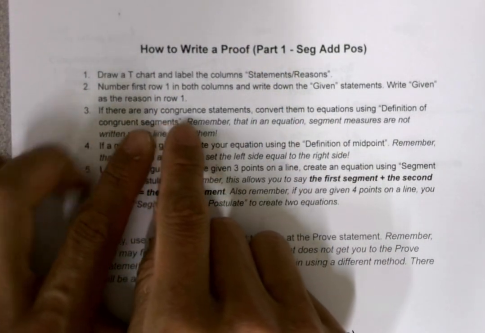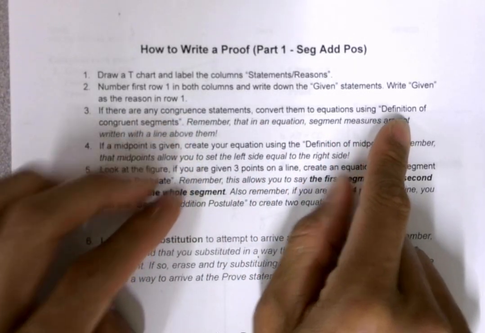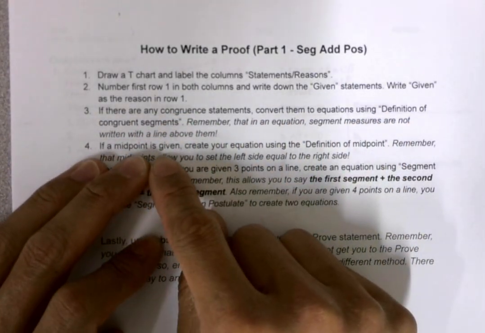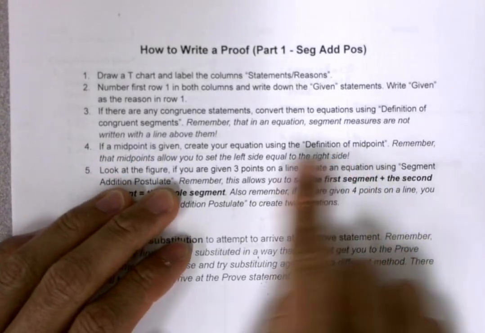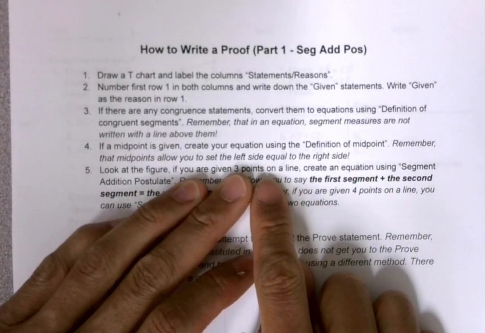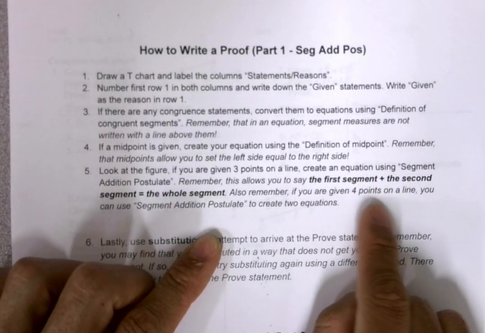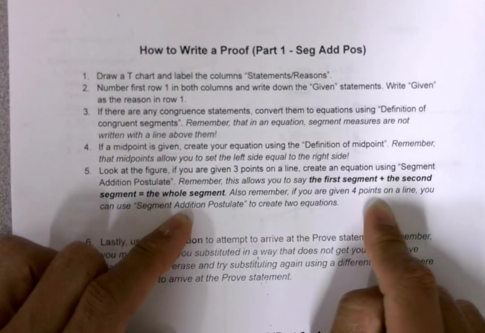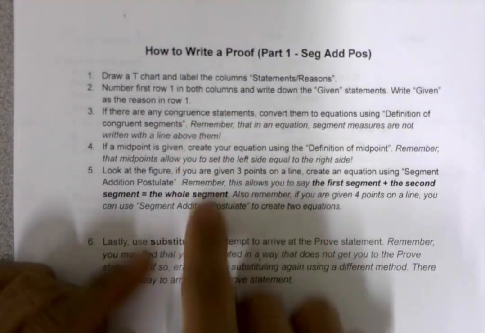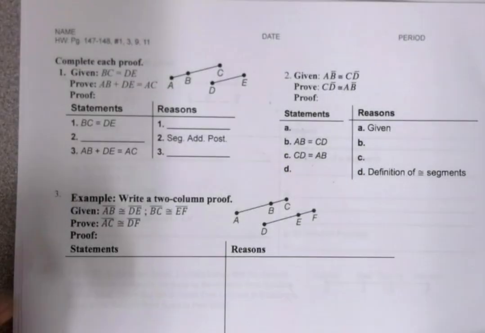We start by changing any congruency statements to equations using definition of congruence. Then if any midpoints are given, we change them into equations using definition of midpoint. And then lastly, if there are 3 points on a line, we create an equation using seg-adpos. If there's 4 points on a line, we could do seg-adpos 2 times, right? On the left 3 points and the right 3 points. And then lastly, now that we have all our equations, we're going to use substitution to get to the proof.